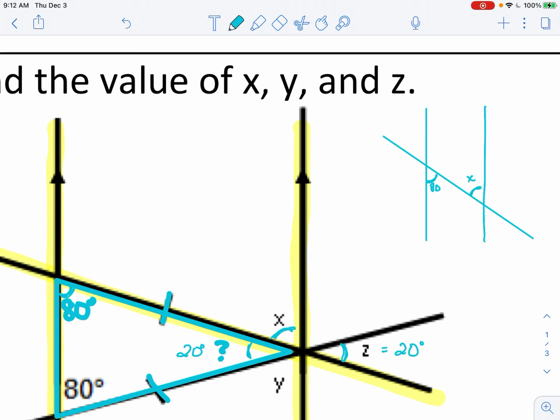And what I see is 80 and X are not on the same side of this transversal. One is kind of below it, one's kind of above it. They are on alternate sides. Not only are they on alternate sides of the transversal, but they are both inside those two parallel lines. They are interior angles. And I know it's not something that was specifically new in this unit, but you do still need to know that alternate interior angles are congruent, which tells me that X would be an 80-degree angle.